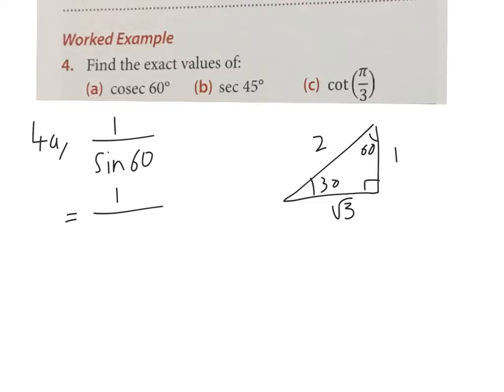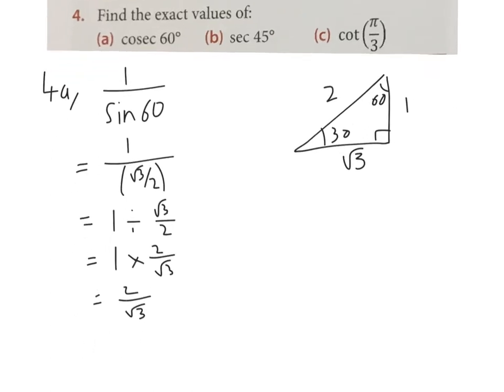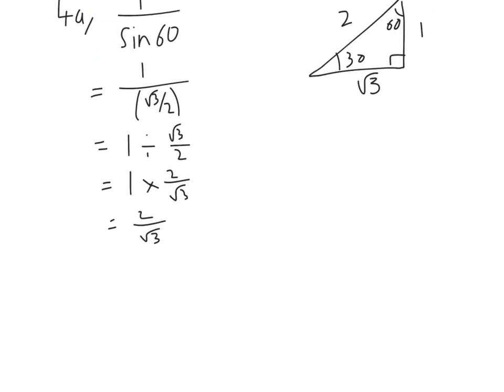So that's 1 over root 3 divided by 2. That means 1 divided by root 3 over 2, so that means 1 multiplied by 2 over root 3. So that is 2 over root 3. You wouldn't leave your answer like that because the denominator is irrational. So if you rationalize it, you multiply top and bottom by root 3. On the bottom, root 3 times root 3 is 3.